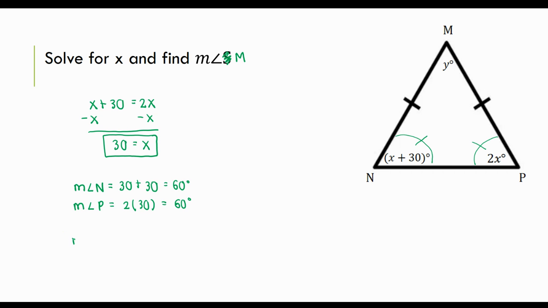So to find the measure of angle M, I know that 3 angles of a triangle add up to 180. So 180 minus 60, that's going to get me what I'm looking for. And so when I subtract, we actually get another 60-degree angle. So in this, because all of the angles are congruent, not only is this an isosceles triangle, but technically that means that NP gets to be marked the same. This is an equilateral triangle.